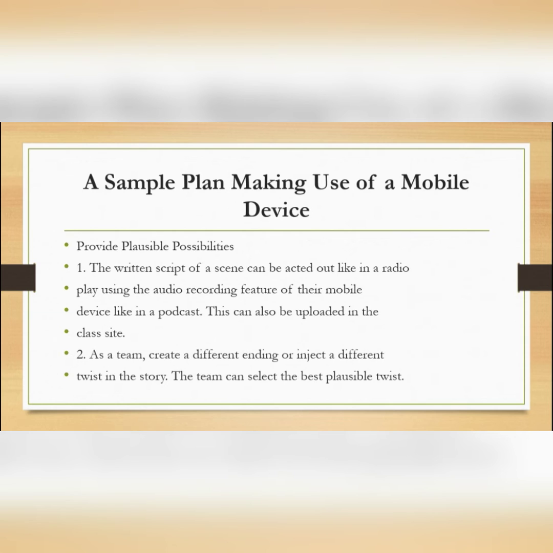First, for the rest of the class can be acted out like in a radio play using the audio recording feature of their mobile devices like in a podcast. This can also be uploaded in the class site. Second, as a team, create a different ending or inject a different twist in the story. The team can select the best plausible twist.